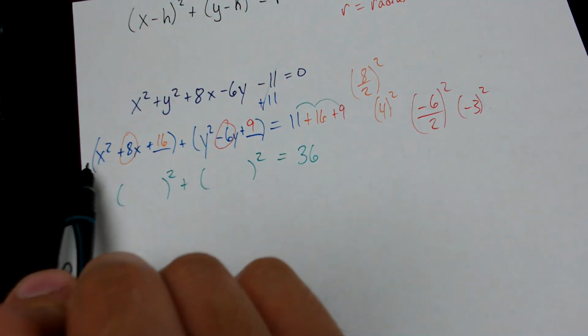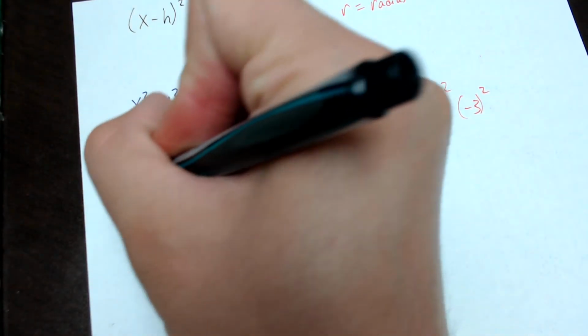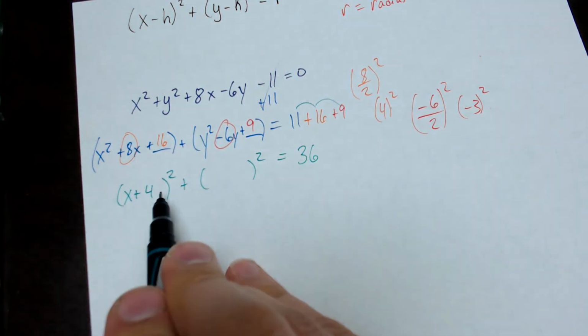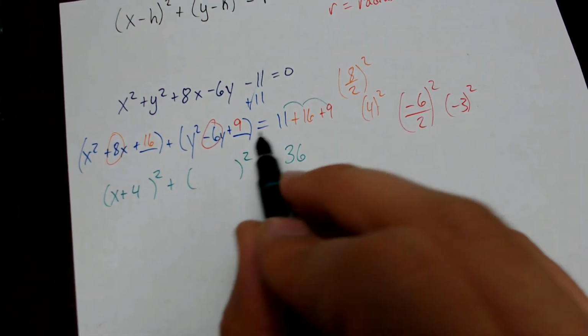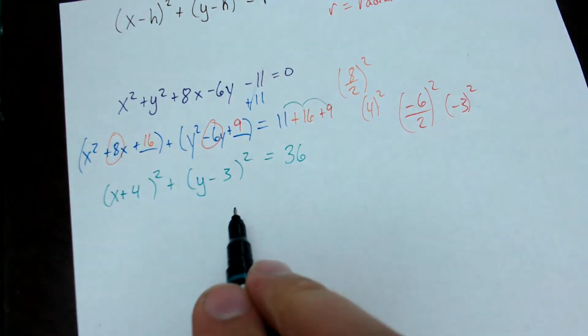And we'll remember that the x is going to factor into this number right here, so it's going to be x plus 4 squared. And then here, the y is going to factor into this term here, so we're going to have y minus 3 squared.